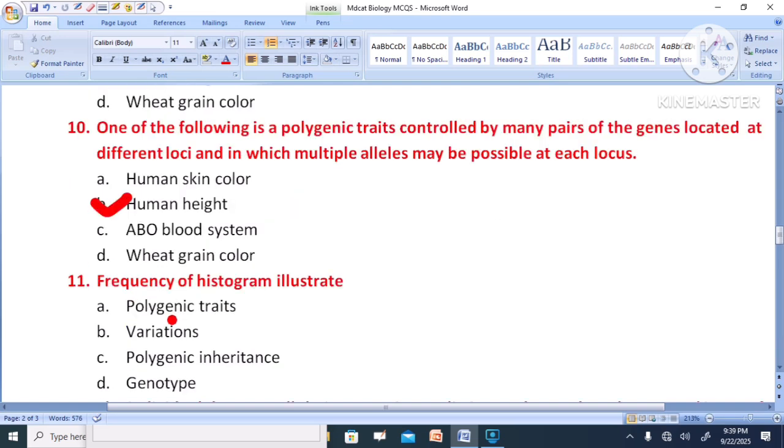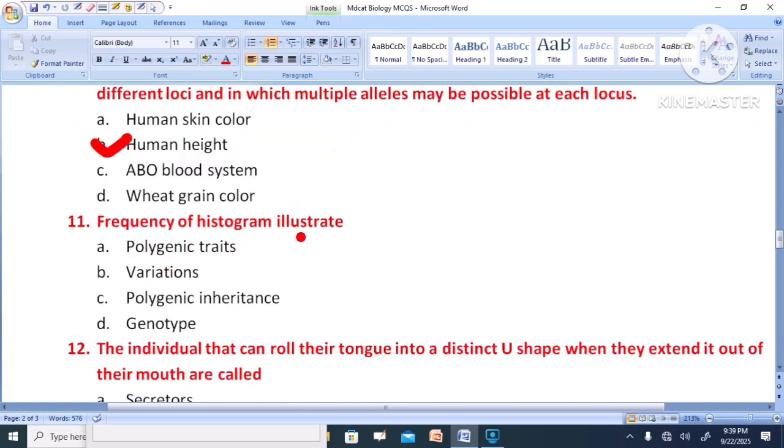So the next question is, the frequency of a histogram illustrates. So the options are option A polygenic trait, option B variation, option C polygenic inheritance, option D genotype. So the right answer is option B variation.